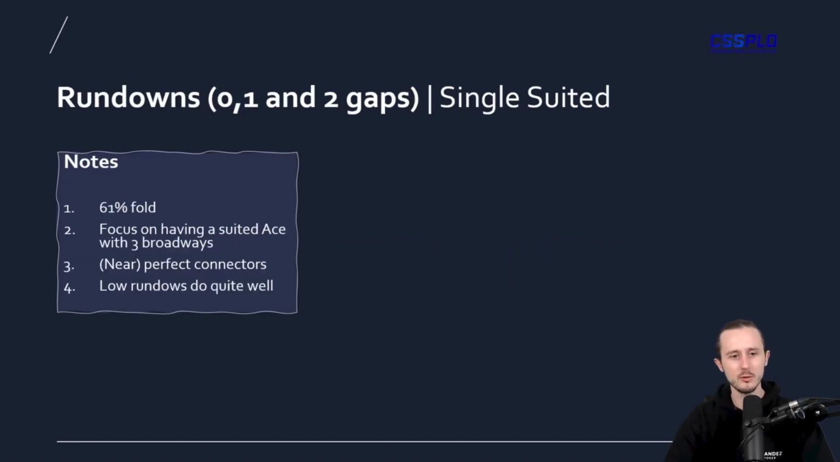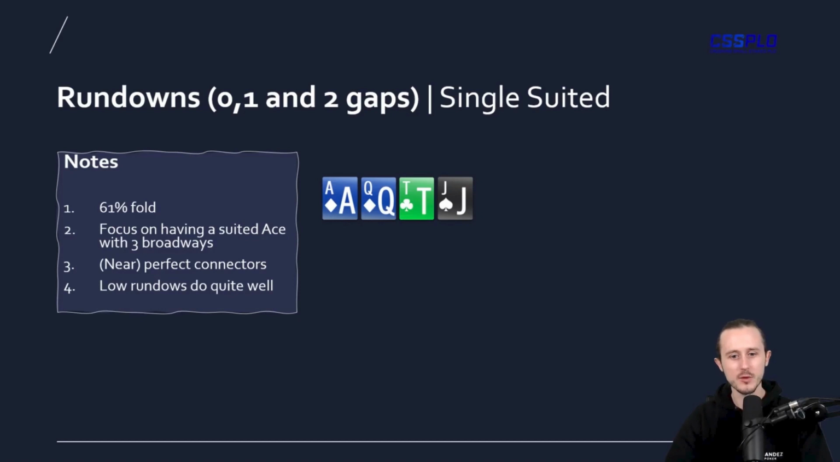Now let's continue with rundowns. Single suited rundowns with 0, 1, or 2 gap, which is one of the categories of hands that we are using here in the low stakes course, if you have paid attention to our 18 categories. Now notes on this specific category of hands, 61% folding. We should focus on having a suited ace with 3 Broadway cards. We should focus on perfect or near perfect connectors, and low rundowns in this specific situation do actually quite well.